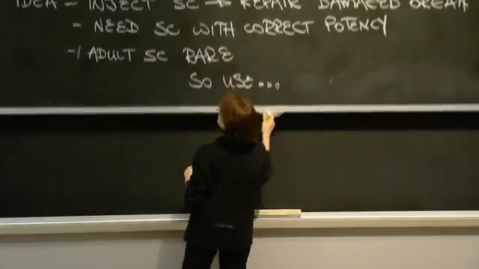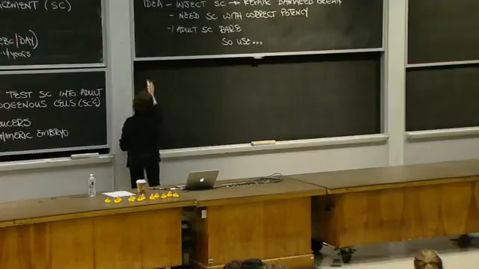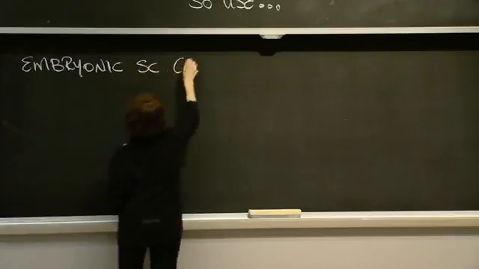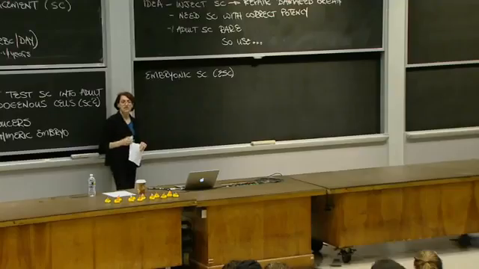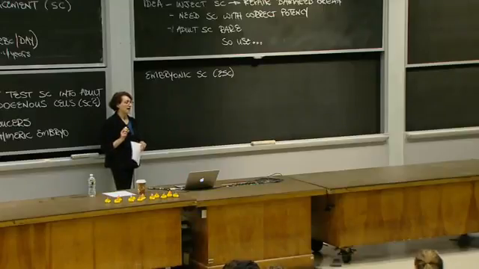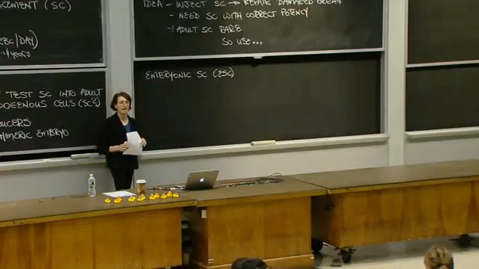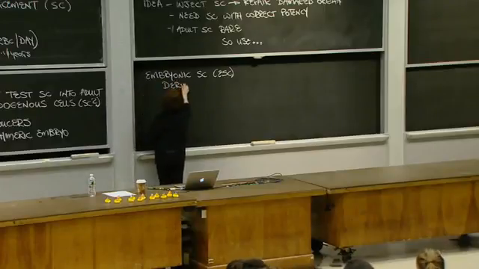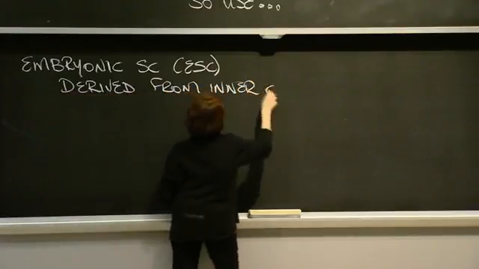And those substitutes come in two flavors. One are embryonic stem cells, abbreviated ESCs. Embryonic stem cells are cells that grow from the inner cell mass of an early mammalian embryo, and you can grow from them groups of cells that will keep growing in the laboratory for a long time and have variable potency. So the embryonic stem cells are derived from the inner cell mass of an early mammalian embryo.